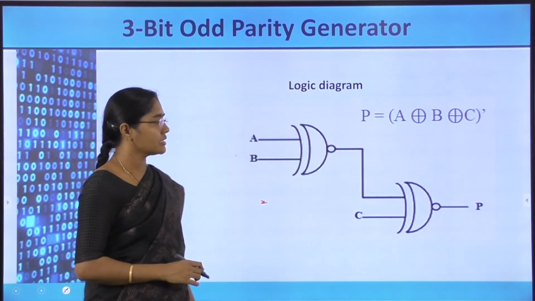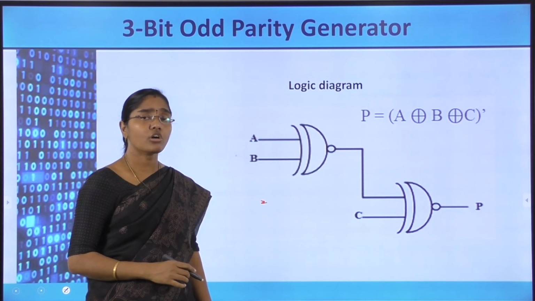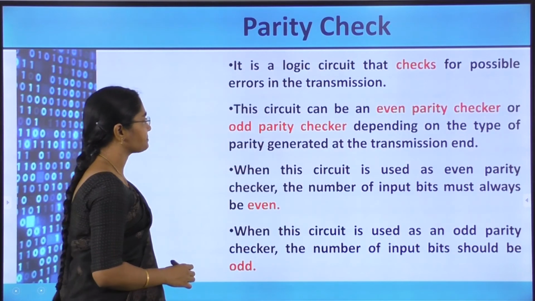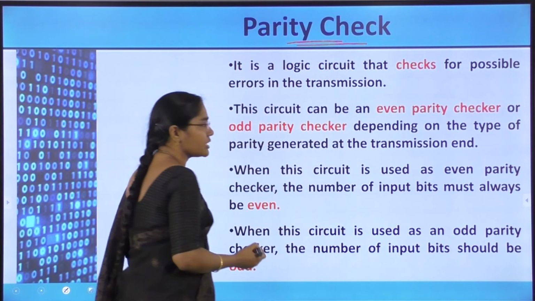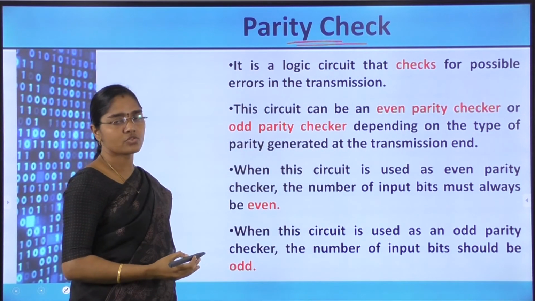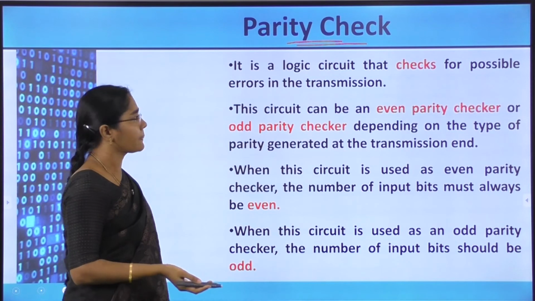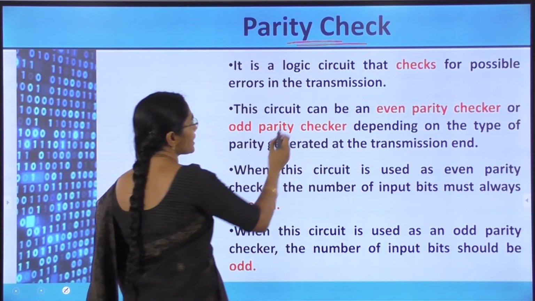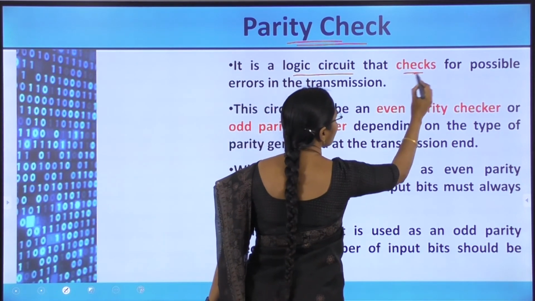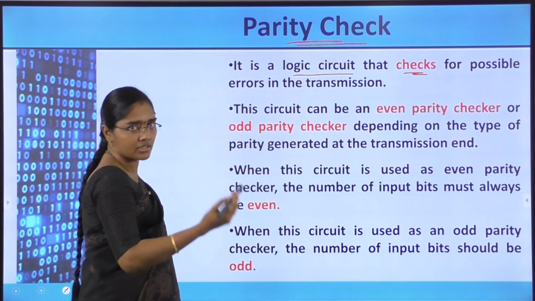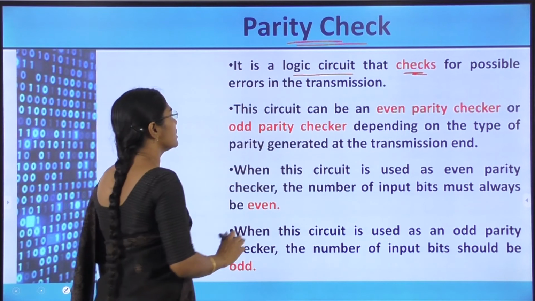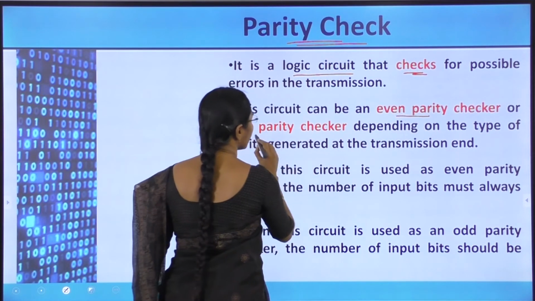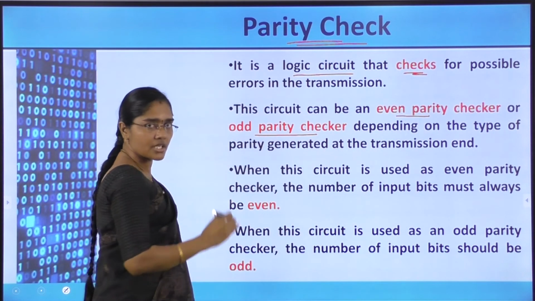Now let's see the even and odd parity checkers. Parity check: on the receiver side, we use the parity checkers. So let's see even and odd parity check. A parity checker is a logic circuit which checks for errors. It checks whether the parity matches or not. So we have even parity and odd parity checkers.